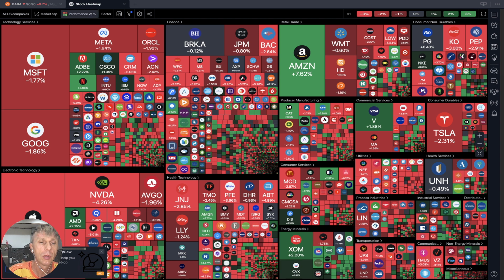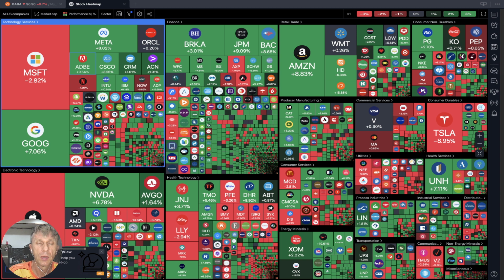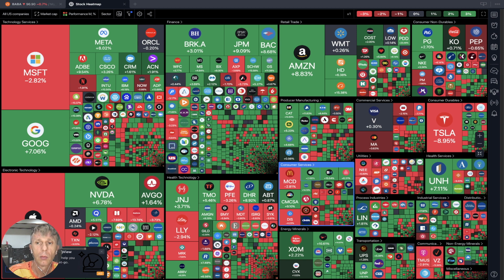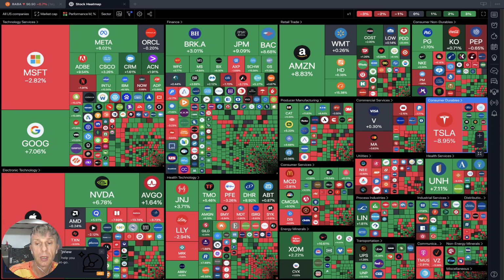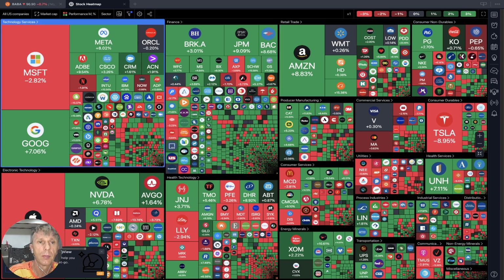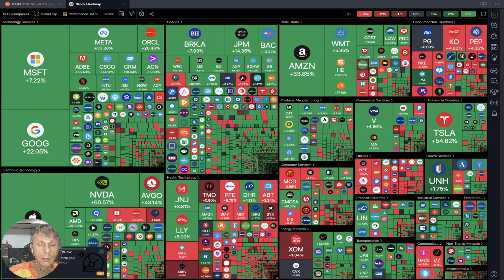Let's see what's going on in the monthly. Monthly is getting more green, less red. Apple, Microsoft, Tesla red, but generally it's more green. Now let's see what's going on in quarterly. Quarterly, it's even more green.